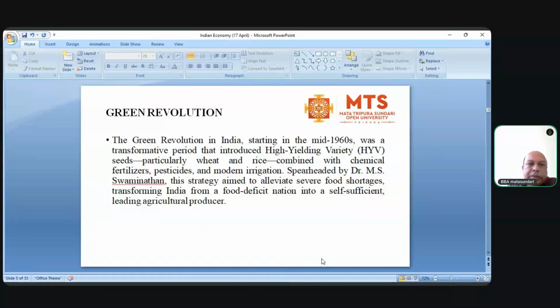Green Revolution. So Green Revolution basically means a technology, a revolution, a process for increasing agricultural cultivation or agricultural production in India. And this concept of Green Revolution was introduced in India after 1960.